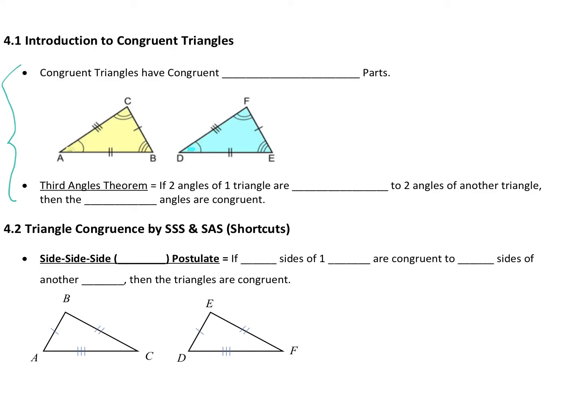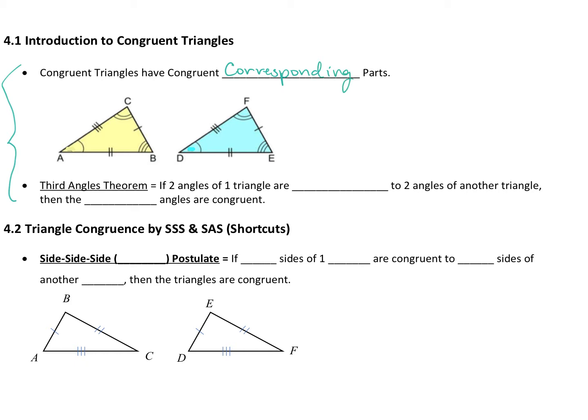4-1, we are talking congruent triangles. And congruent triangles are triangles that are identical, which means everything about them is identical. So if you look at these two pictures here, okay, congruent triangles have congruent corresponding parts.